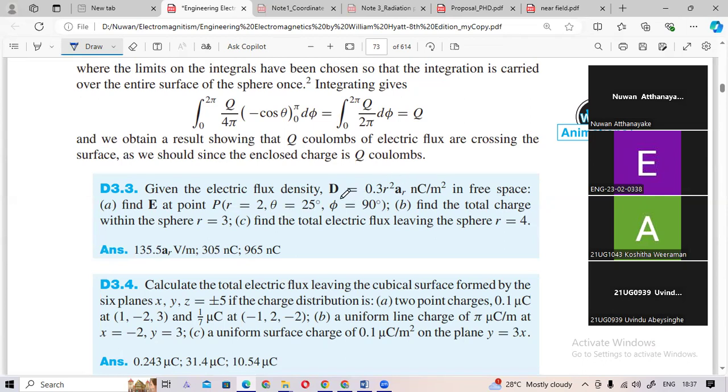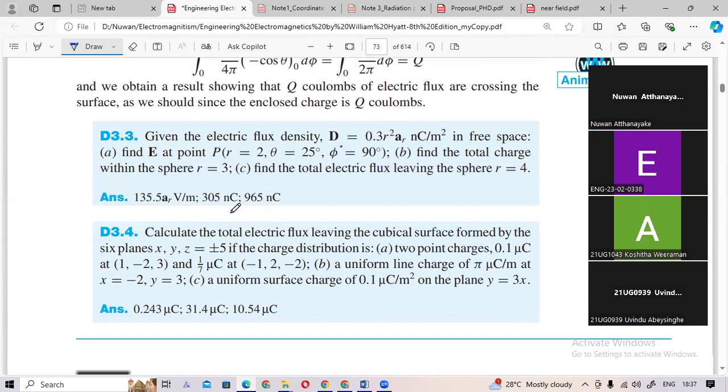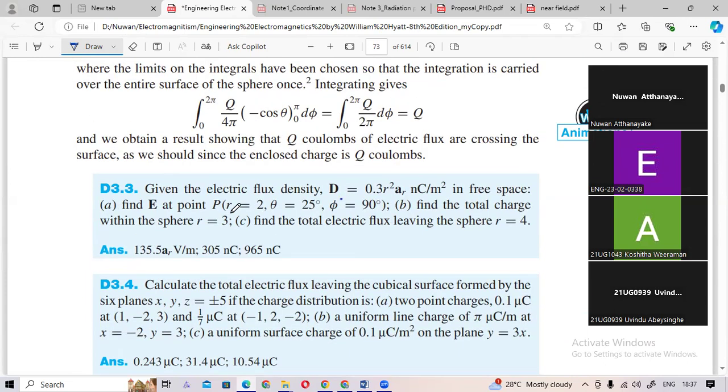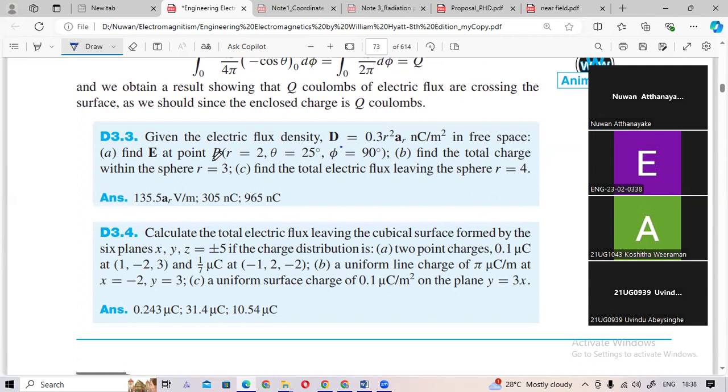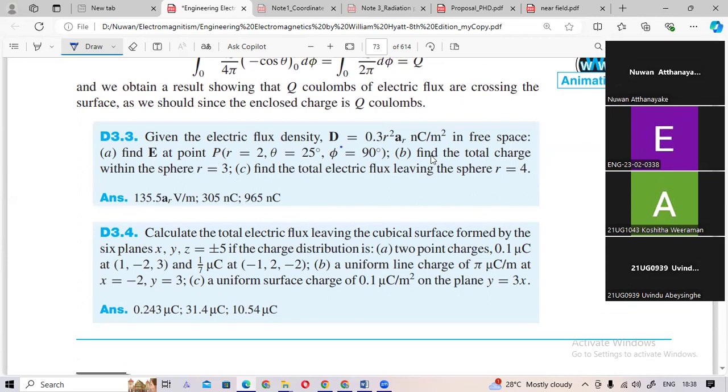Oh yeah, I think this one also maybe you can try. So if I tell you how to do this, try to do this. I will give you a hint. Here actually the electric flux density is given. So this is the electric flux density.